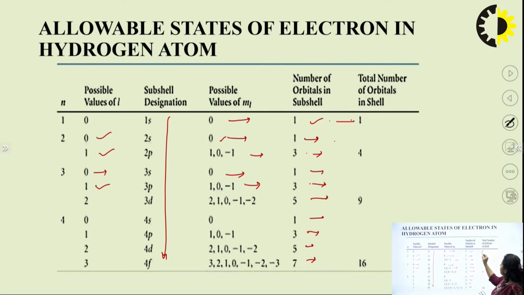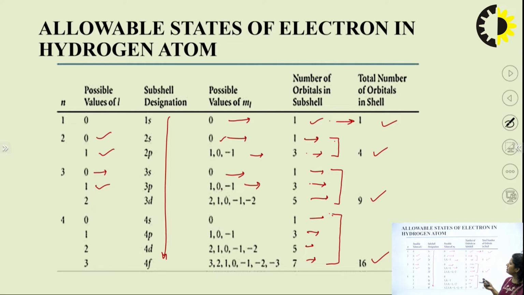So initially for n equal to 1, the total number of orbitals in a particular shell is 1. For n equal to 2, it is again 4. Then for n equal to 3, it is 5, 3, 8 plus 1, 9. Then for n equal to 4, it is 1 plus 3 plus 5 plus 7. So 4 plus 5, that is 9, plus 7, that is 16. So these are the total number of orbitals in a particular shell of the hydrogen atom.